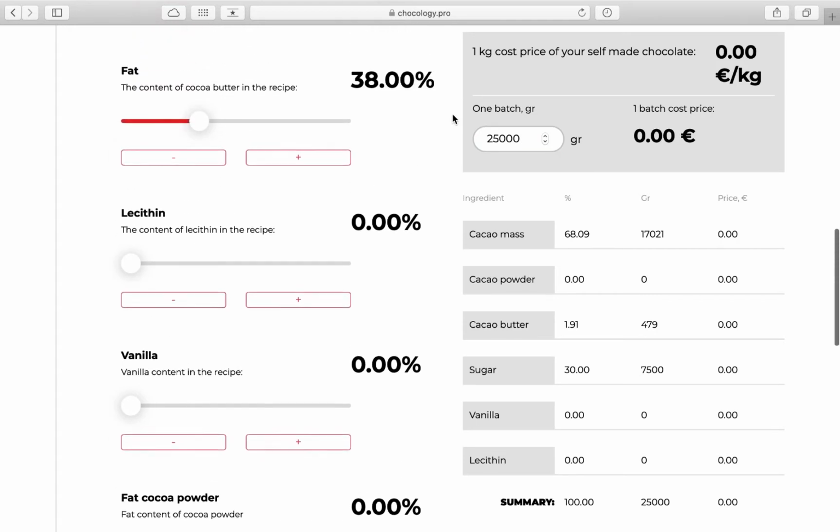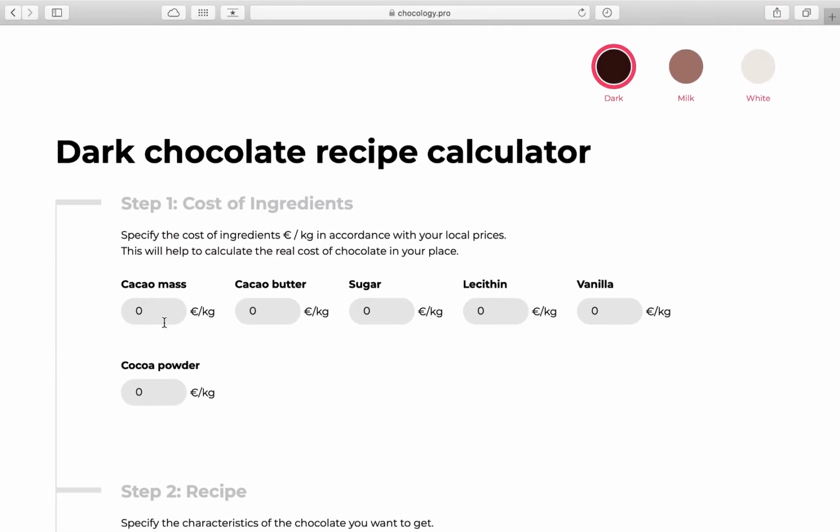So let's get started. To begin with, we set up the cost of our ingredients if we already know them. Input: liquor 12, cacao butter 30. For sugar, I put 35 eurocent per kilogram. I will leave the emulsifier as 20 and 8 per kilogram. Vanilla is 420 per kilogram and cacao powder is 4 per kilogram.